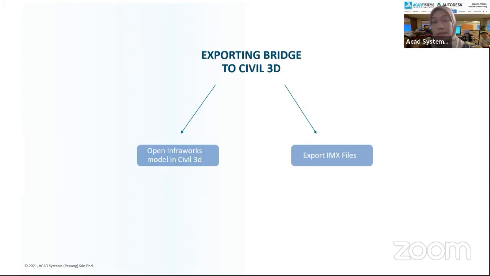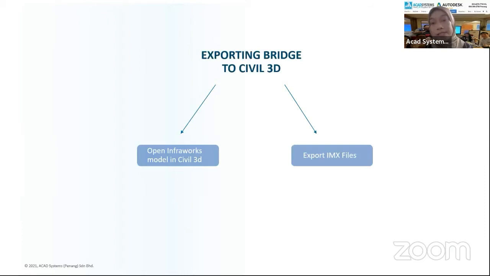There are two ways to export the bridge from InfraWorks to Civil 3D. The first one is to use the open InfraWorks model directly in Civil 3D. Civil 3D and InfraWorks are two main software with which we can create civil works like roads, bridges, and so on. So these two software are connected, and we can just open the InfraWorks model directly in Civil 3D.